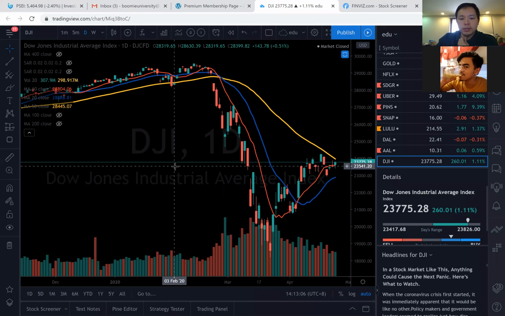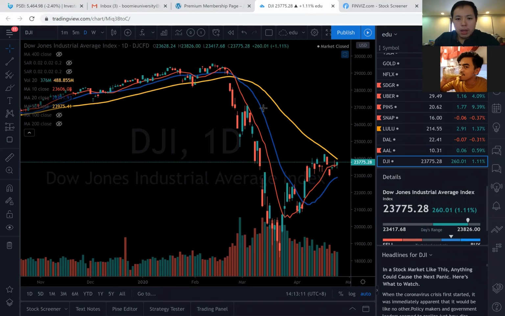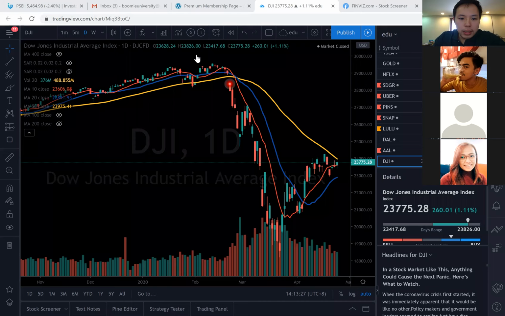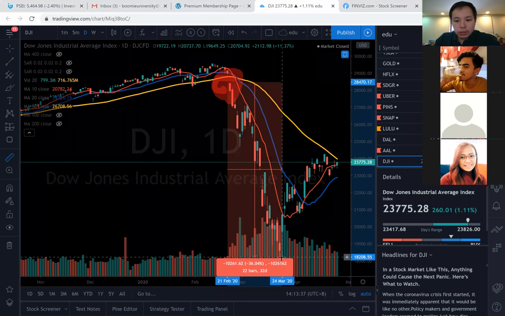So from the pandemic chart ng Feb, di ba? Feb, dito nahulog dito sa... nakikita niyo ba yung screen? Yes po. Okay, so andito eh, ditong area na to, okay? Yan, nahulog. Boom, nahulog. 28,000, 18,000. So that's a 36% drop.